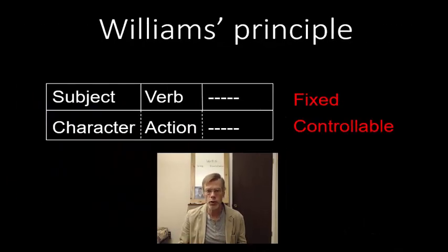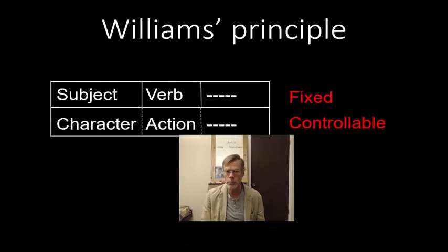The principle that Williams explicates here is that we don't have any control over the grammar. That's fixed for us. Sentences of English have to have a subject. They have to have a verb because they have to have a predicate. But what we can control is what we put into those positions. So you should put a character into that subject position. You should put an action into that verb position.